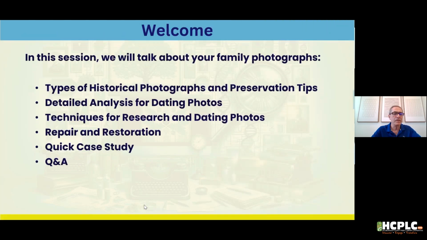What we'll talk about is the types of historical photographs and how to preserve photographs that you might have in your collection. What kind of analysis we can do ourselves for dating photographs and what techniques we can use. Now, we'll talk right at the end about how we can use artificial intelligence to date photographs, quote unquote, automatically. But obviously, as researchers, we need to know how that comes about.